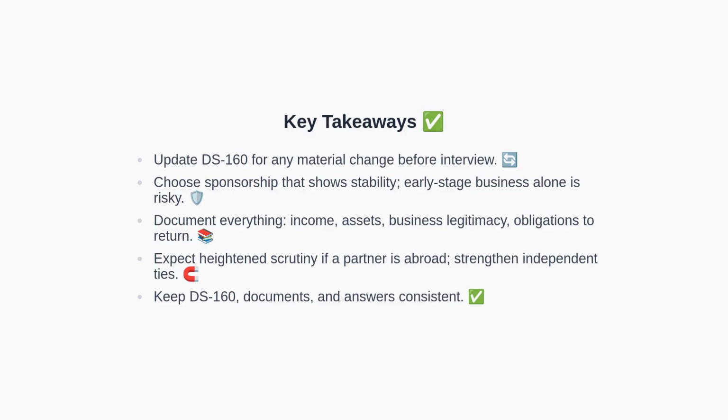These are the core takeaways. Update your DS-160 for any material change before the interview. Choose a sponsorship route that most clearly demonstrates stability, recognizing that early-stage business income is risky on its own. Document your financials, business legitimacy, and obligations to return. Anticipate heightened scrutiny if a partner resides abroad, and strengthen independent ties. And maintain strict consistency across your DS-160, documents, and interview responses.